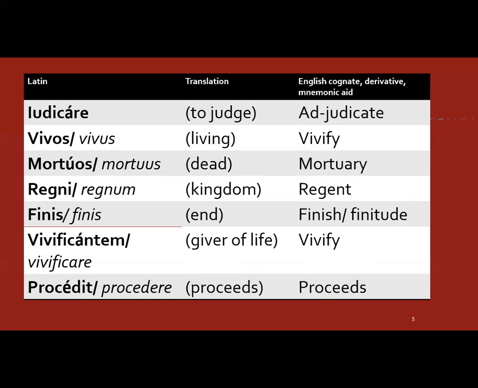Procedit means to proceed, to go forward. We had ascended, which meant to go up. Procedit means to go forward. So in ascended, we had an AS that actually is an AD. So it means go towards something. Procedit is pro and cedere, which means to go pro or forward.